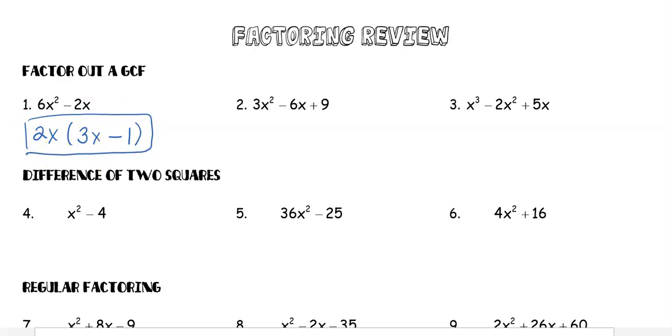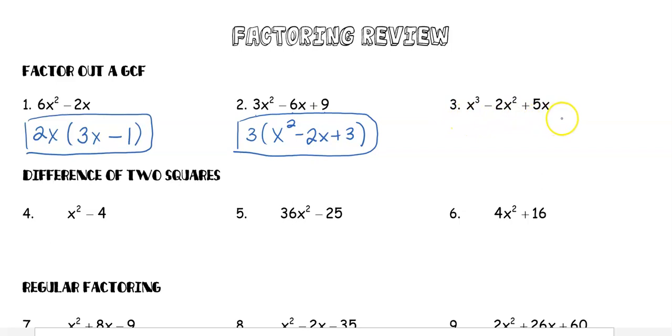In number 2, I look at all three terms. We've got a 3, a 6, and a 9, so I can pull out a 3. When I look here, I've got an x squared, an x, and no x's. So that's actually the only thing that I can pull out. And remember, I divide. 6 divided by 3 is going to be 2x. 9 divided by 3 is 3. We would check to see if we can factor more, but this trinomial, meaning 3 terms, is not factorable, so we're going to stop there.